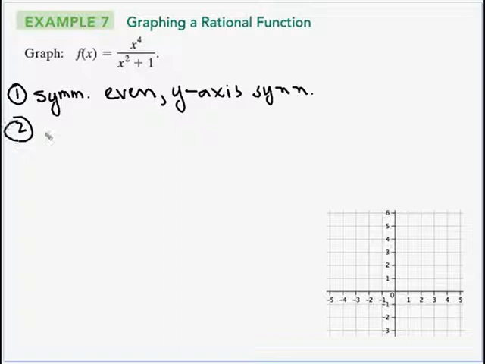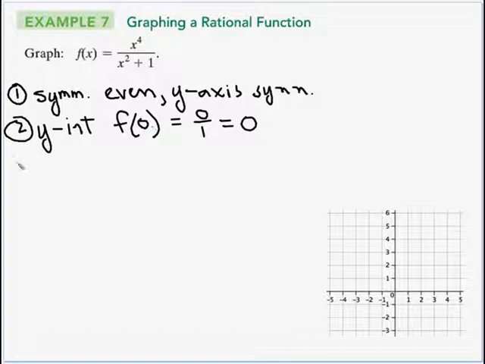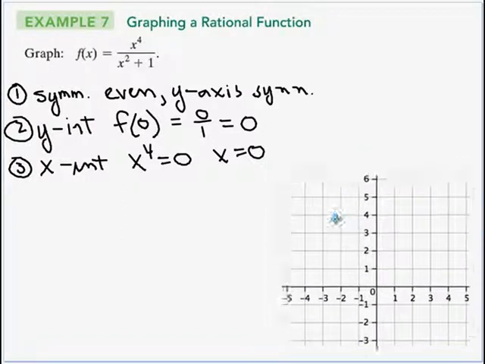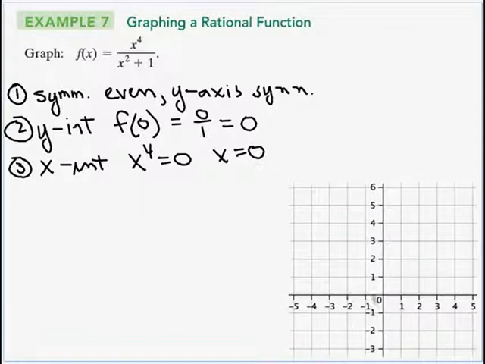Number 2, y-intercepts. Plug a 0 in for x. f of 0 gives us 0 over 1, or 0. And that's a dead giveaway for our x-intercept too. If I set just the numerator, x to the 4th, equal to 0, I also get x equals 0. So the x and y-intercepts both occur at the origin. Make the graph just a little bigger. So we're going to go through the origin.